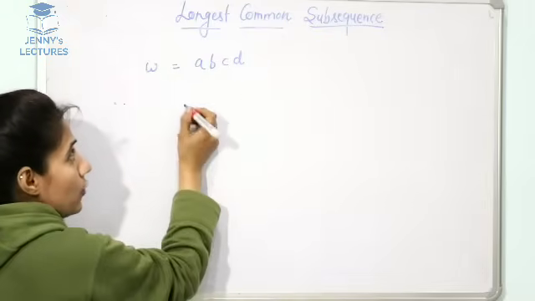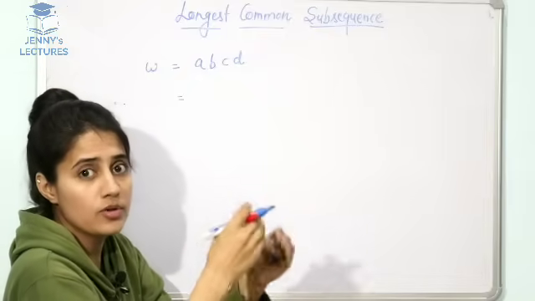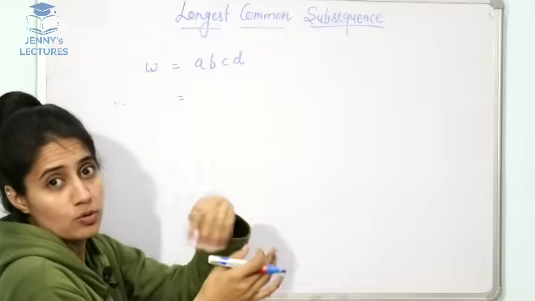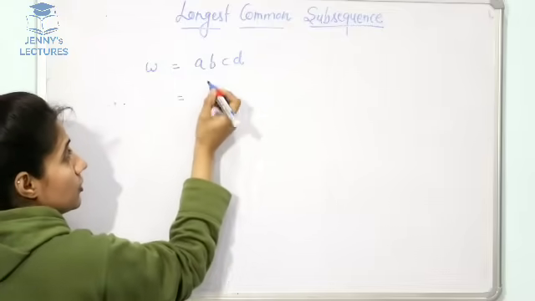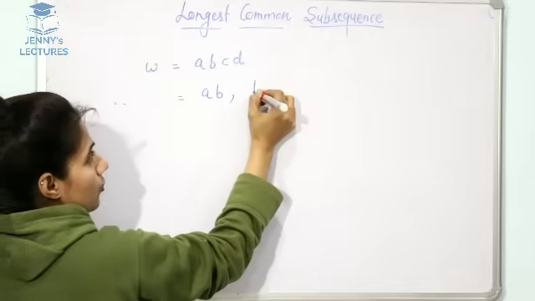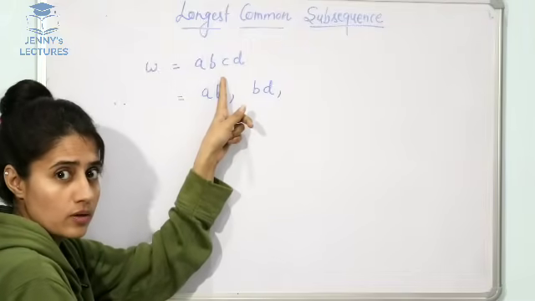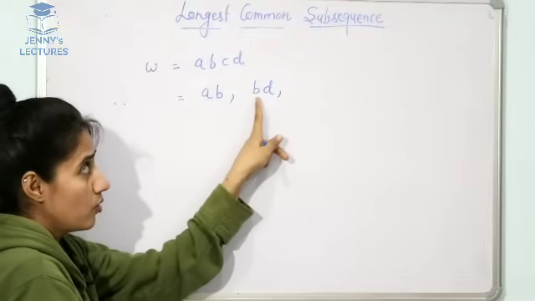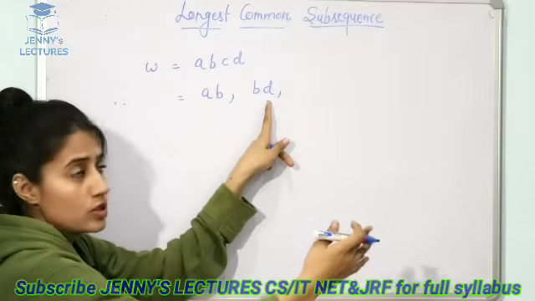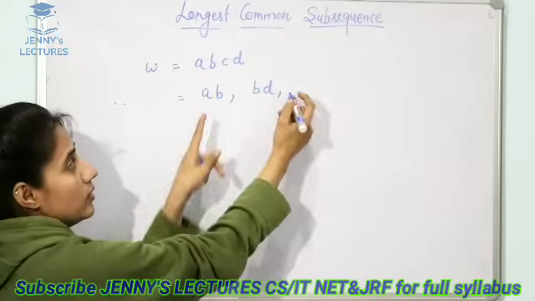A subsequence you can write using the characters of this string in increasing order with respect to their position. Like AB, this is a subsequence of this string. We can write BD, this is also a subsequence. The characters of BD are in increasing order with respect to their position. Increasing order means B comes before D, or D comes after B.